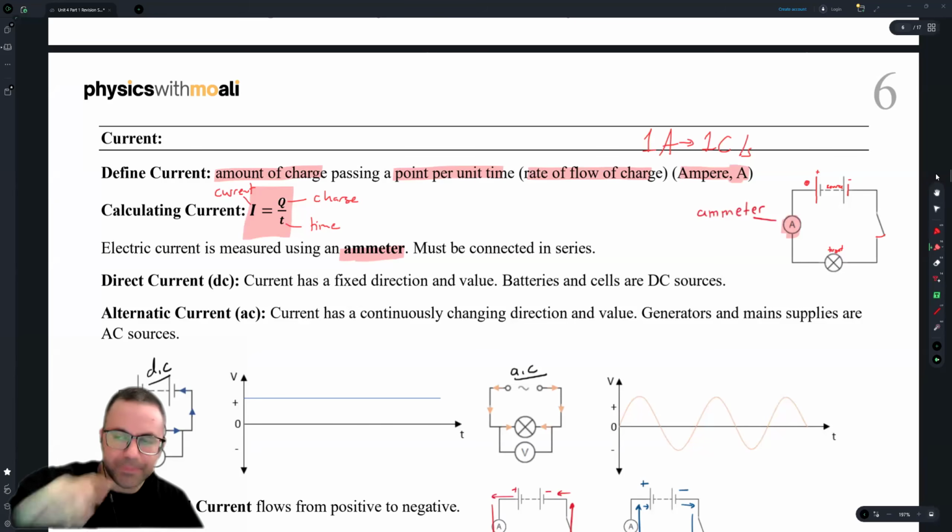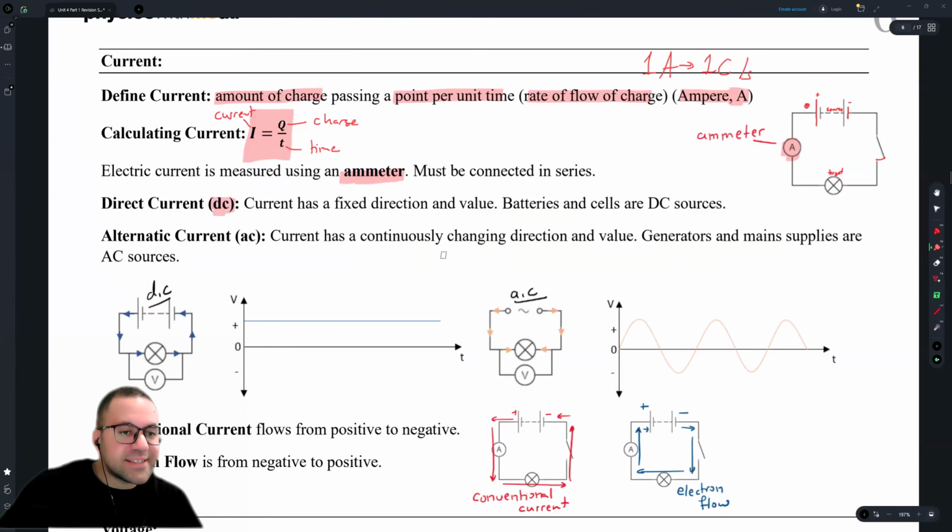Okay? Now, there are two types of currents that we have in electricity, what we call DC and AC. DC is short for direct current, okay? Not the comic books. And AC is alternating current. Well, I like DC more than Marvel, though. That's my personal preference. Not the movies, the heroes.